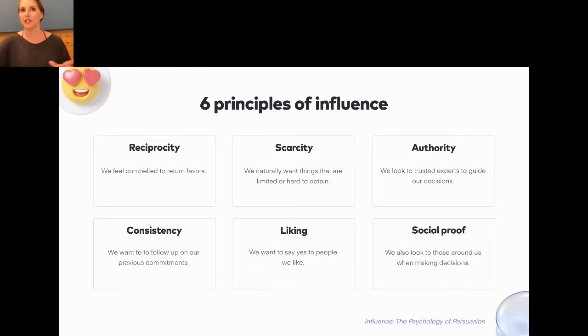So when we look at these 6 principles of influence, there's reciprocity, the idea that we feel compelled to return favors, the idea of scarcity, authority, and social proof, so like how we make decisions by looking at those around us, the principle of liking, and then consistency, where people want to be consistent with the previous commitments they've made. I know some people balk at the word influence or influencer these days, but I think it's really important when you're running a beta to keep these principles in mind.